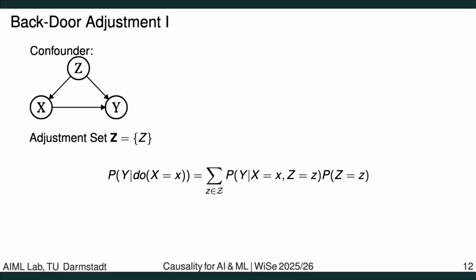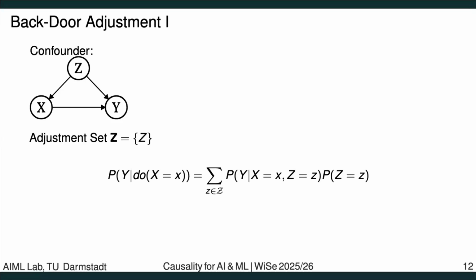And for the second one, we have this backdoor path. We have an arrow into X, but if we condition on Z, this set basically blocks this path that goes X, Z, Y. And also there are no other paths that we need to block. So yeah, then it's kind of easy.